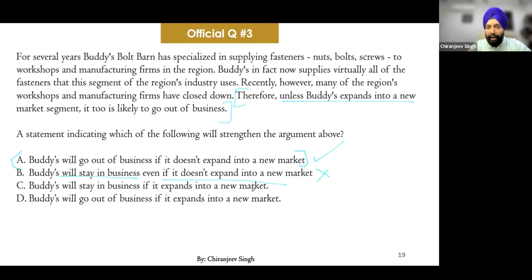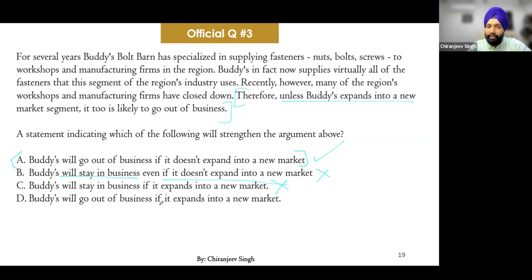Option C: if it expands. Our conclusion was that if it doesn't expand, it is likely to go out of business. Now it is talking about a situation in which it expands. But our conclusion is not saying anything about what happens if it expands. You understand? The conclusion is about if it doesn't expand it will go out of business, which means expansion is a necessary condition to stay in business. But if it expands, what happens? We are not saying it's sufficient; nobody said that. So this is not going to strengthen.